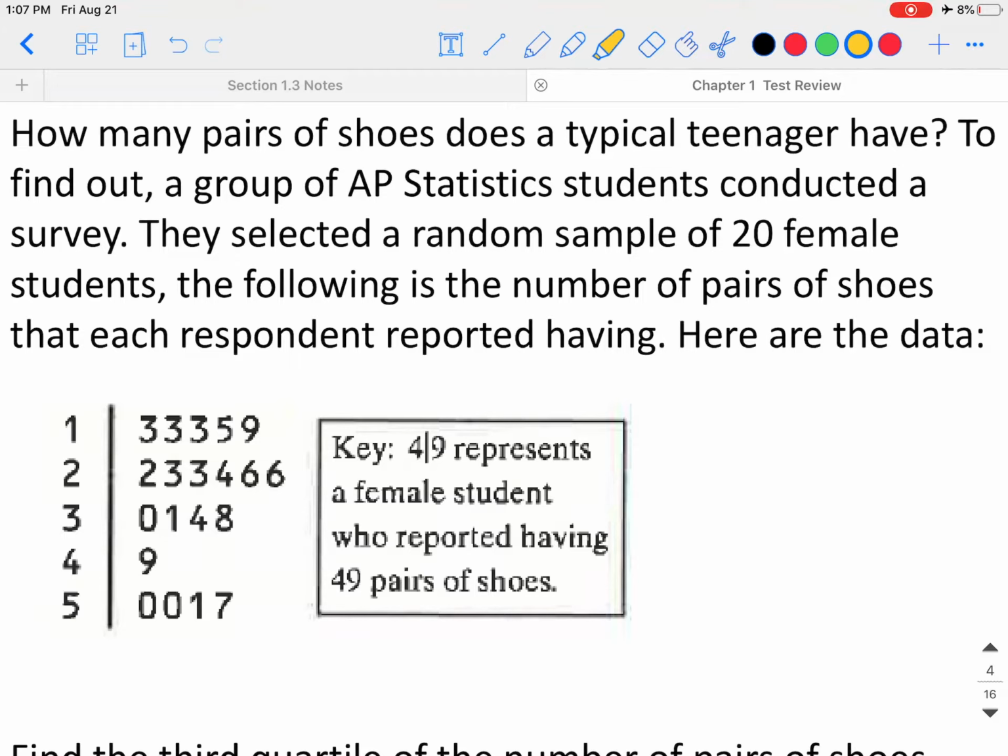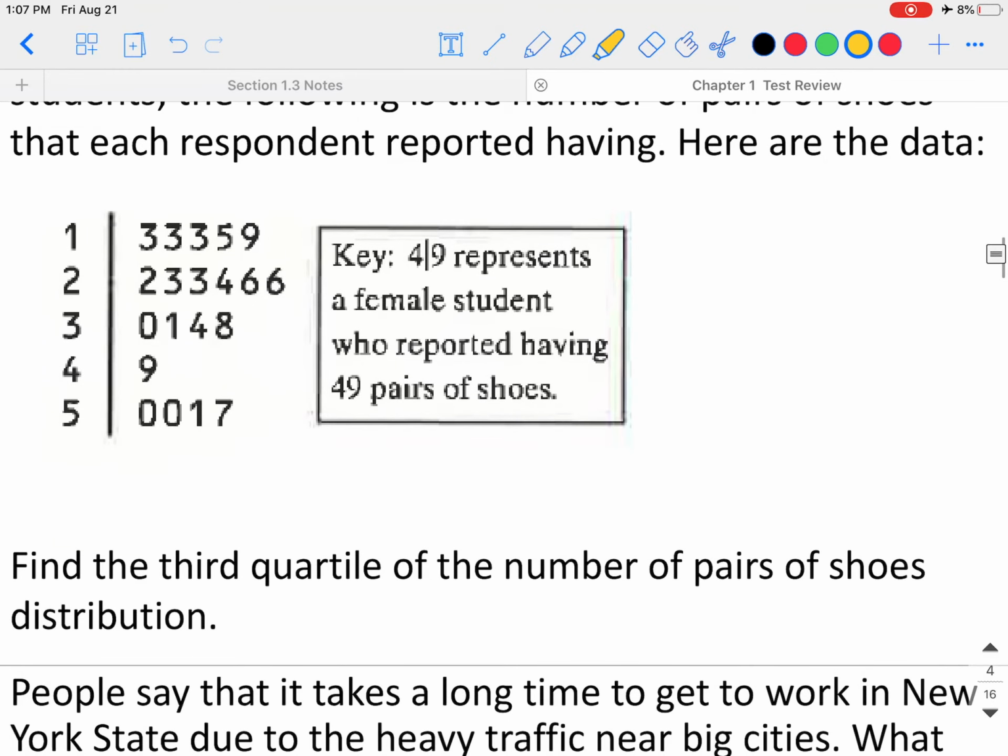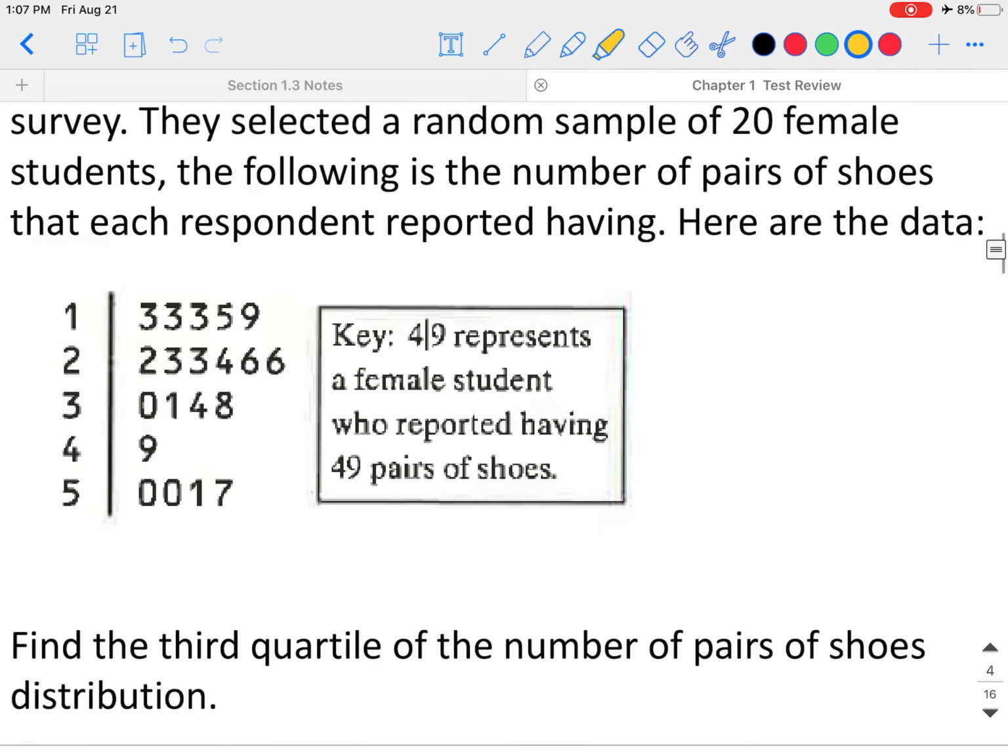How many pairs of shoes does a typical teenager have? To find out, a group of AP Statistics students conducted a survey. They selected a random sample of 20 female students. The following is the number of pairs of shoes that each respondent reported having. Here are the data. Find the third quartile of the number of pairs of shoes in the distribution.